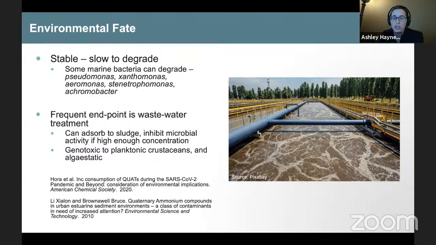Additionally, you may need longer times or higher concentrations of microbes to break these down. There have been reports from wastewater plants that they've already had to change their processes a couple of times over the last year due to increased quats in wastewater. If they're not removed and they go into the effluent from the plants and the treated water, there can be genotoxicity to crustaceans. They can be algaestatic, which can affect the amount of oxygen in the water in that area and have downstream aquatic effects. Next slide, please.